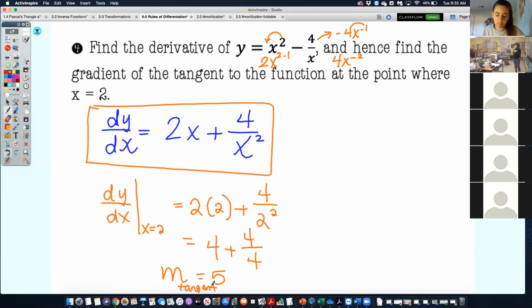Questions? We're not gonna have like units for this, right? Not for gradients, no.